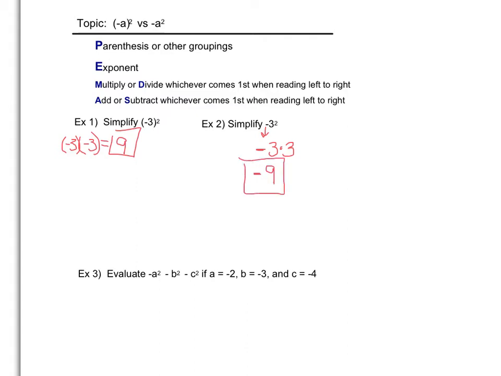So the big difference is if I have the parentheses, I take that negative number and I multiply it by itself. If I don't have the parentheses, I take that number, multiply it by itself, and then make my final answer negative.